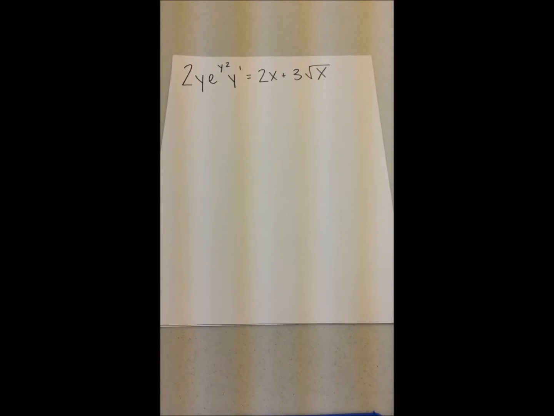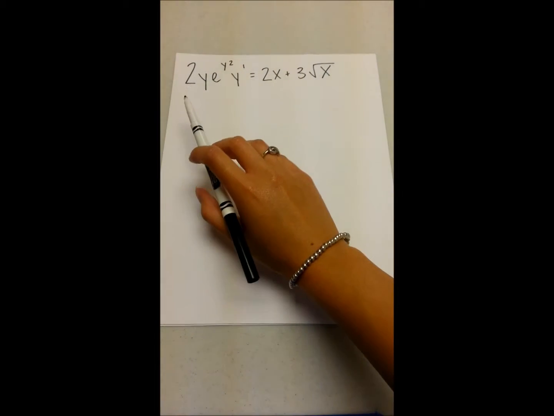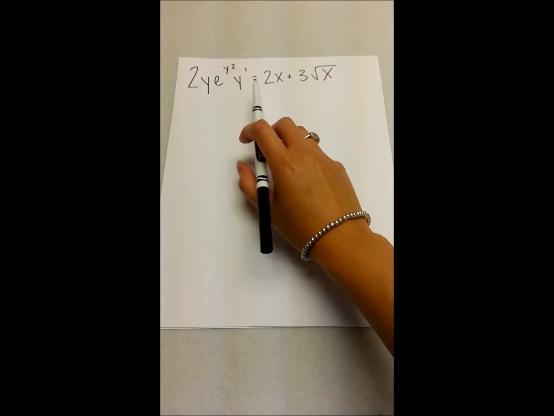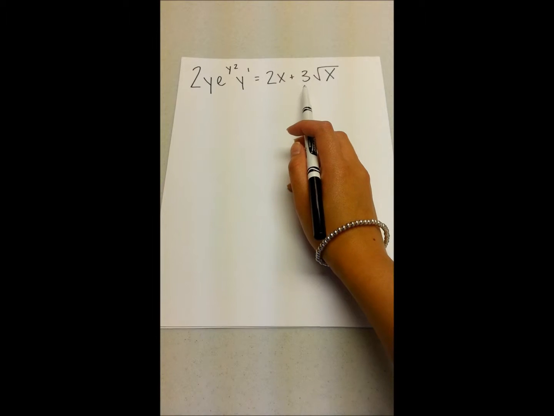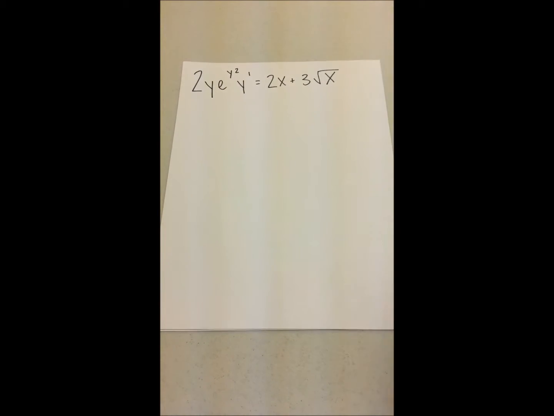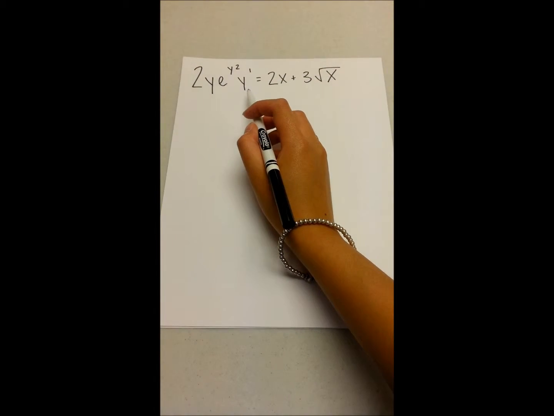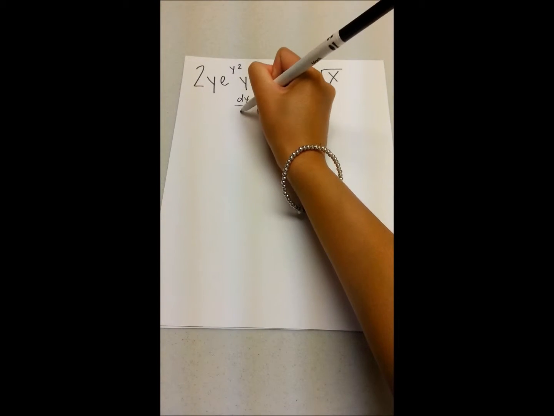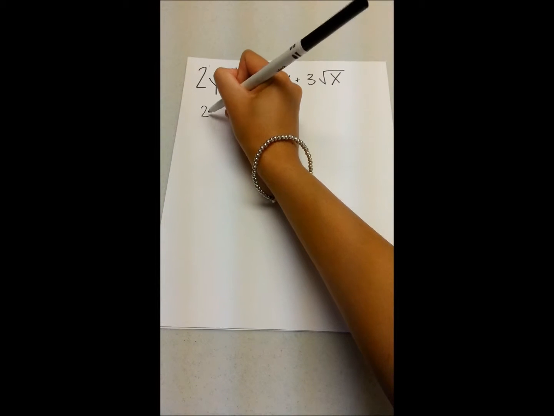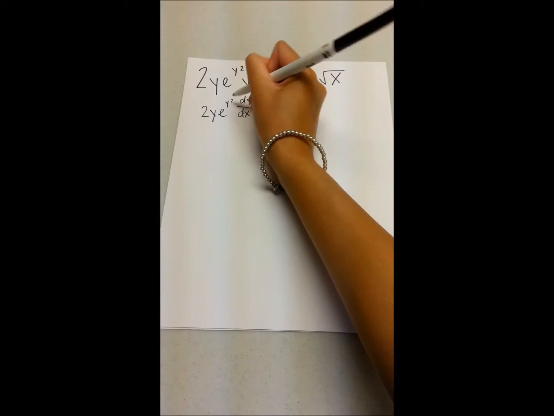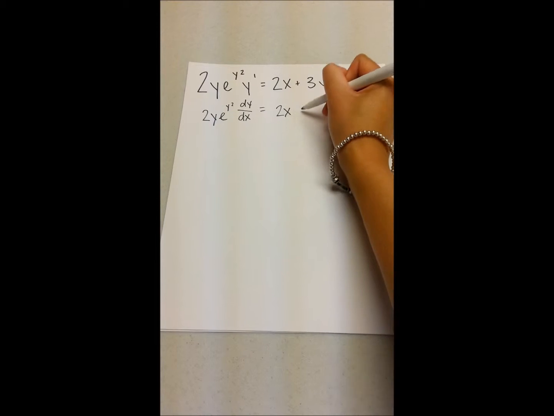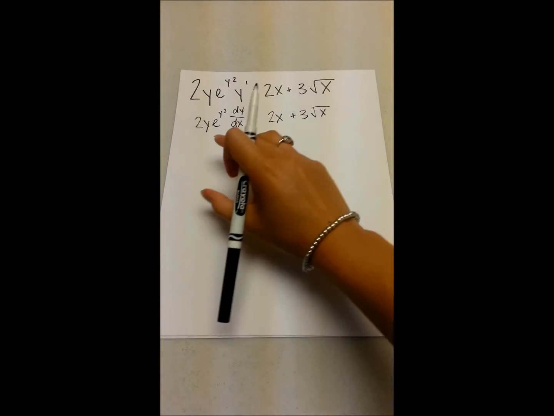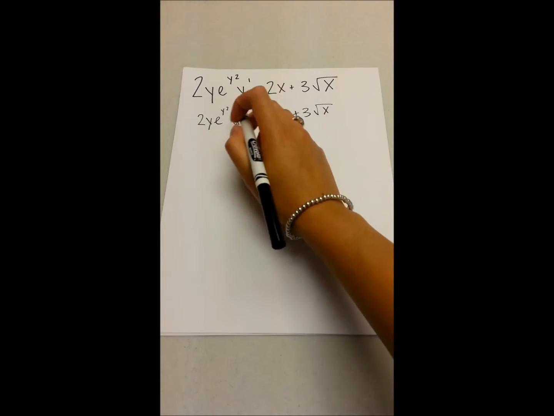This problem asks to solve the differential equation 2y e^(y squared) times y prime equals 2x plus 3 square root x. First we're going to rewrite y prime as dy over dx, and this is going to make it easier for when we have to move the x's onto one side and the y's on the other.